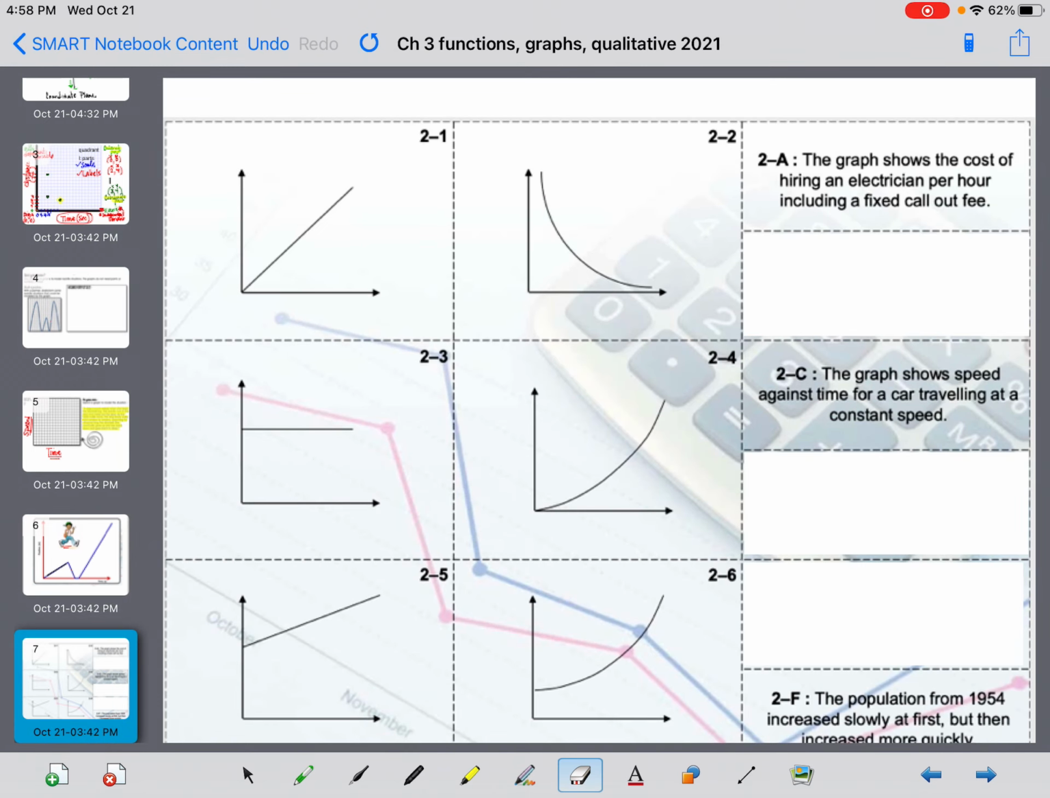Okay, the last little bit, we're just going to do a matching activity on our homework. So I wanted to give you some tips for when you're trying to match a graph to a word problem or a word scenario. We're going to use these 3 scenarios over here, 2A, 2C and 2F, just to match them to some graphs, okay?